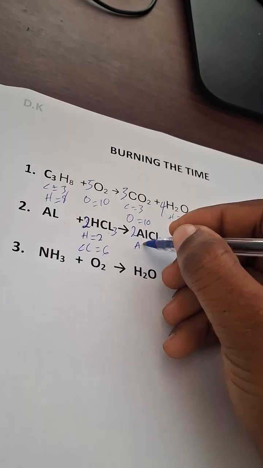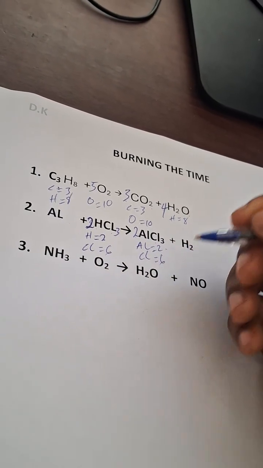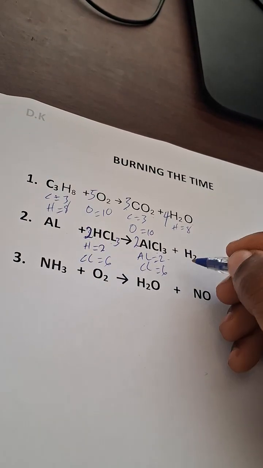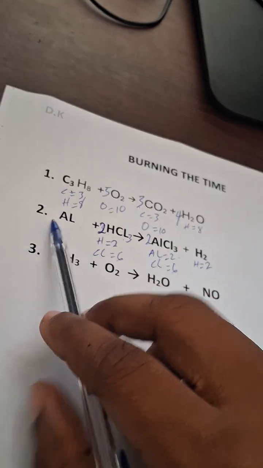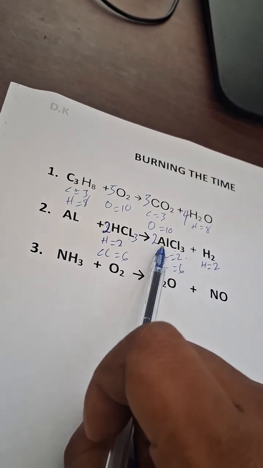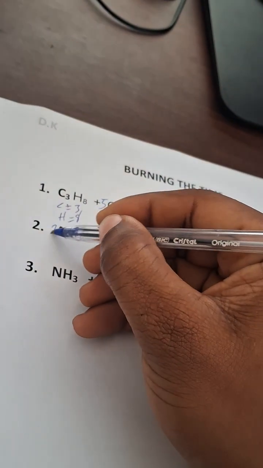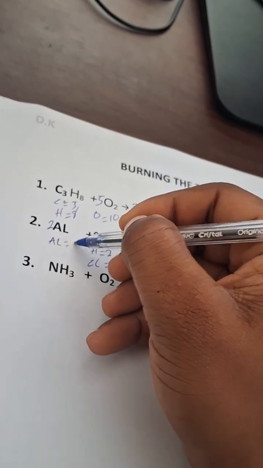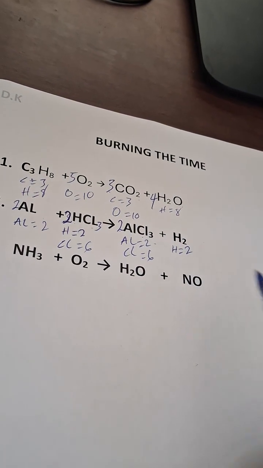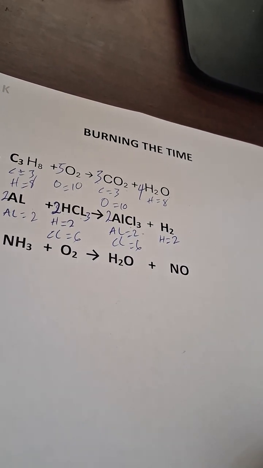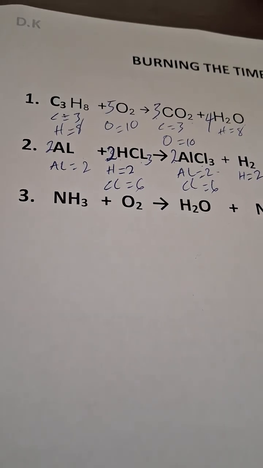So we have aluminium to be 2 here, chlorine to be 6 over here, and hydrogen to be 2 as well. Now it's left with the aluminium, because aluminium is 2 over here and it's 1 over here. So we just add 2 over here. So our aluminium is also 2. So that means what is on the left hand side is equal to what is on the right hand side. So it's left with the last one.